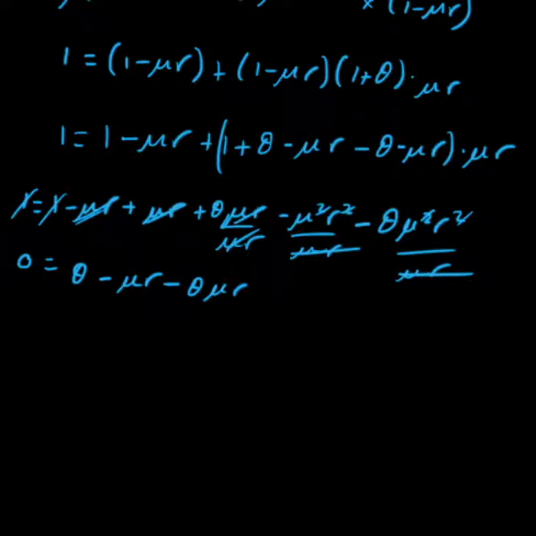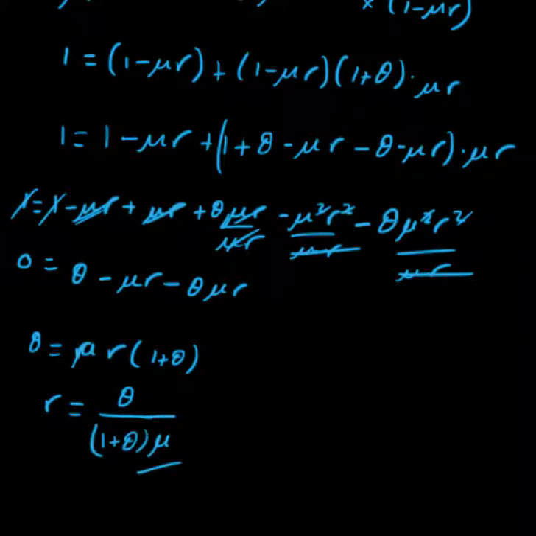So then if we just start simplifying, and I'm going to skip a few steps, theta is equal to mu R, and that's going to be 1 plus theta, because I've just taken it out as a factor. Then I'm going to end up with R is equal to theta over 1 plus theta times mu. And that's the answer. That's the expression or equation, I guess, for R that we need to find given all the above information.